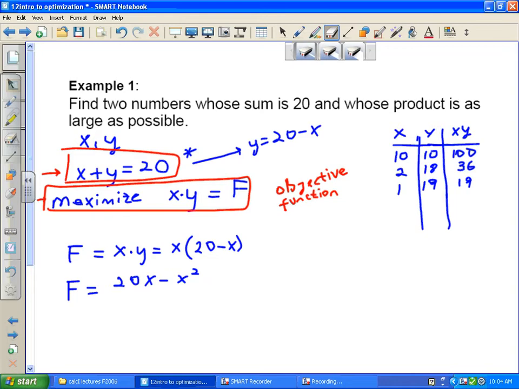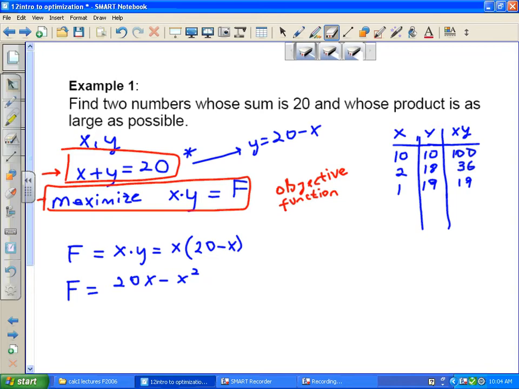But in this class, we don't have to memorize the formula for the vertex because we can do it with calculus, right? We can take the first derivative and set it equal to 0. That will give us the vertex, the maximum point on that parabola. So whatever it is you're trying to maximize, remember, that's the function you're going to be differentiating and setting equal to 0. In this case, this is it.